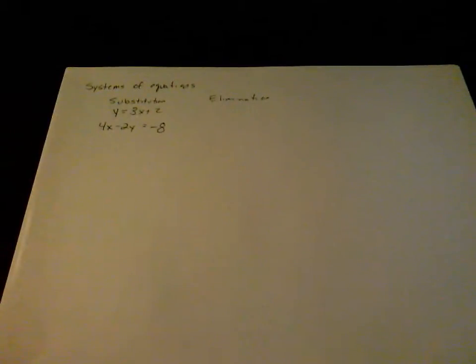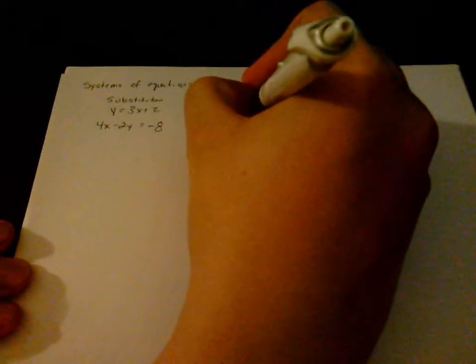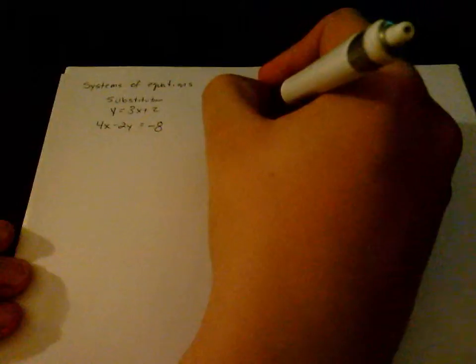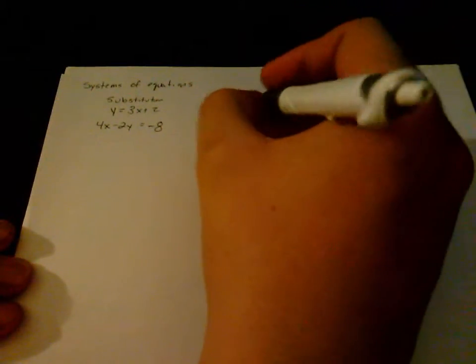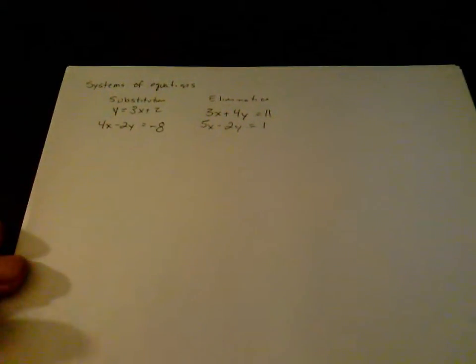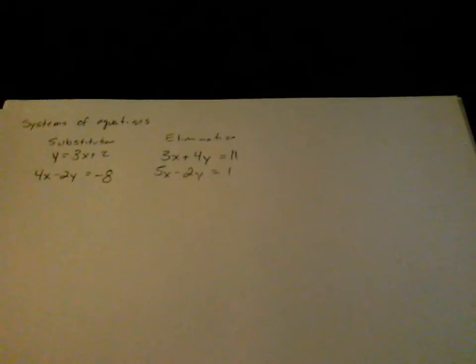Elimination, you'll have two equations that look like this. So you'll have something like 3x plus 4y equals 11, or 5x minus 2y equals 1. So I'm going to go over briefly how to do each set, and then you're going to practice them.